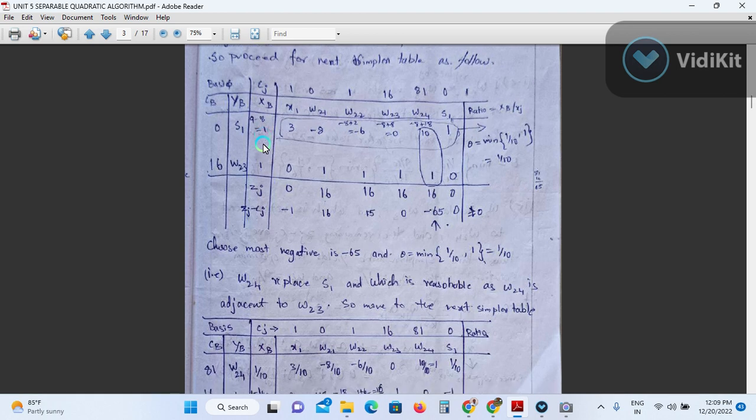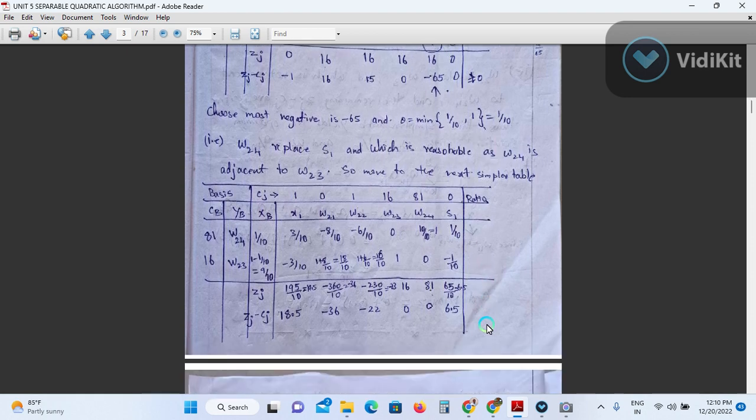The next thing is, I have to make this entry become 1, and the remaining entries in that column should be made 0. So how do you make it? This pivotal element has to become 1. Just divide by 10, so 10 divided by 10. Therefore, this entry becomes 1. The same operation should be done for the entire row, including the basis value, right? So that is what we have done here: 1 by 10, 3 by 10, minus 8 by 10, all those things.